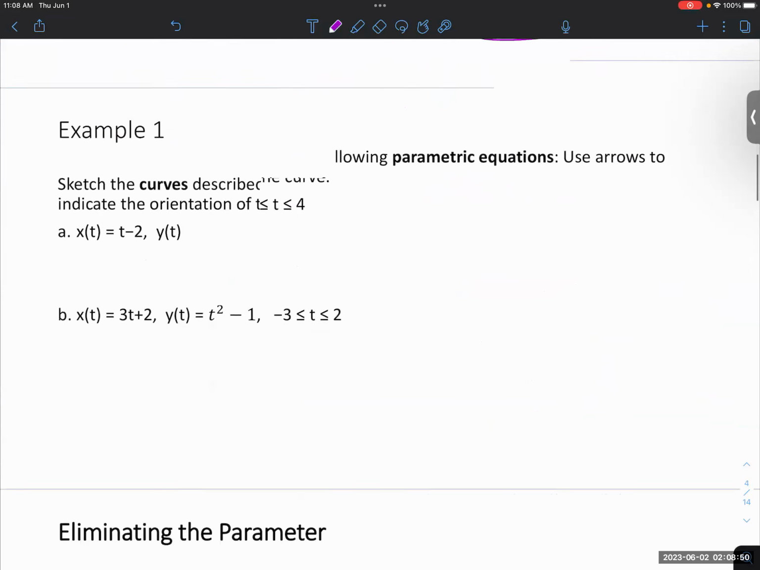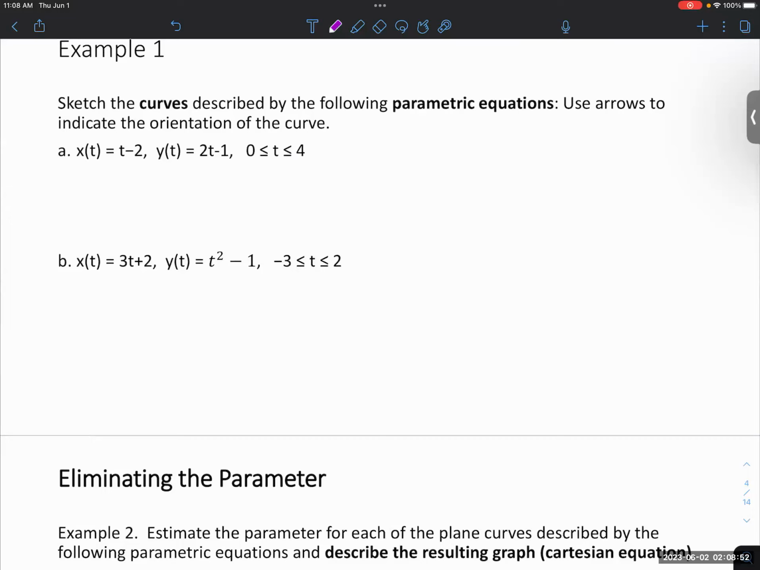Here I'm going to give you the x and y functions, and as you see, each function relies on t. As t changes, your x and y will change. So let's create a graph. Let's say t is between 0 and 4. I'm going to make a graph, where t is 0, 1, 2, 3, up to 4.